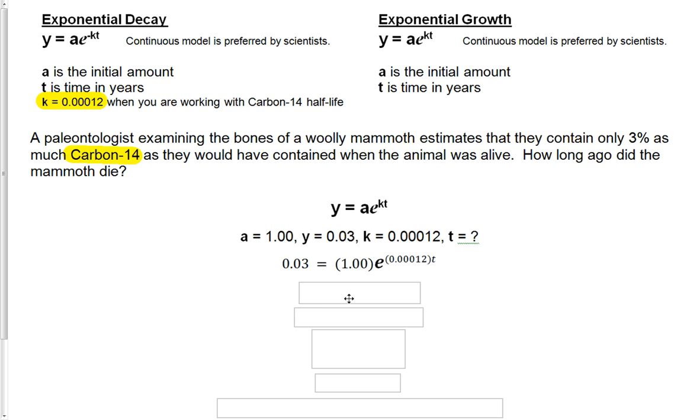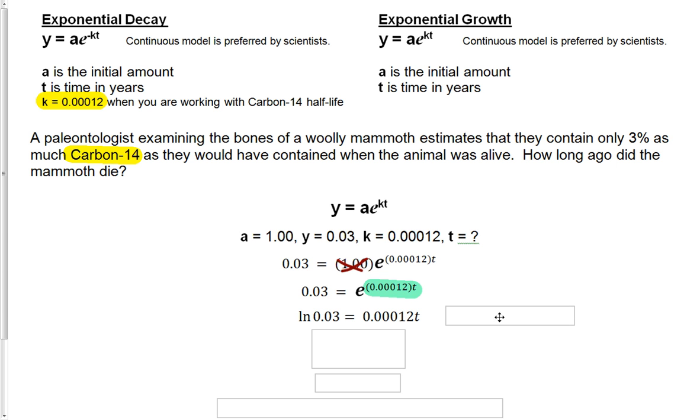Want to clean this up a little bit, so I'm actually going to get rid of that 1, because multiplying by 1 obviously doesn't do anything. Then I need to undo my natural number as my base here. So to do that, I'll take the natural log of both sides. On the left side, I'm left with natural log of 0.03. On the right side, the natural log of e cancels out, so I'm just left with my exponent up here, and that's going to be 0.00012t.